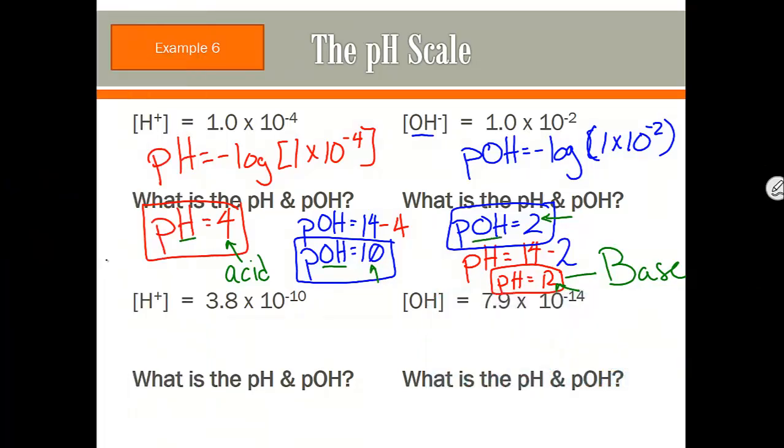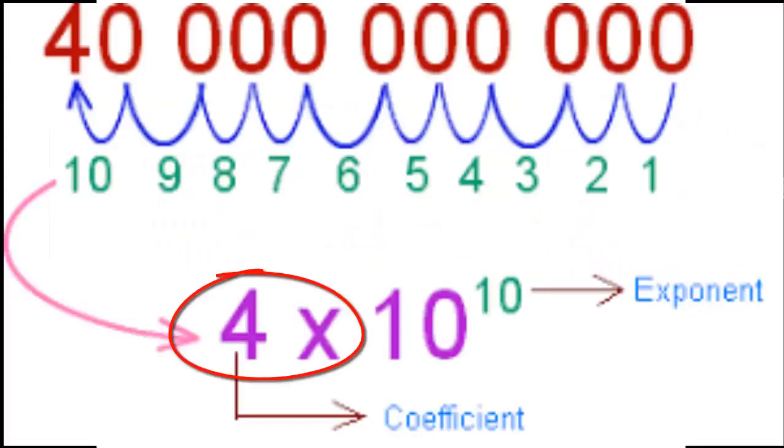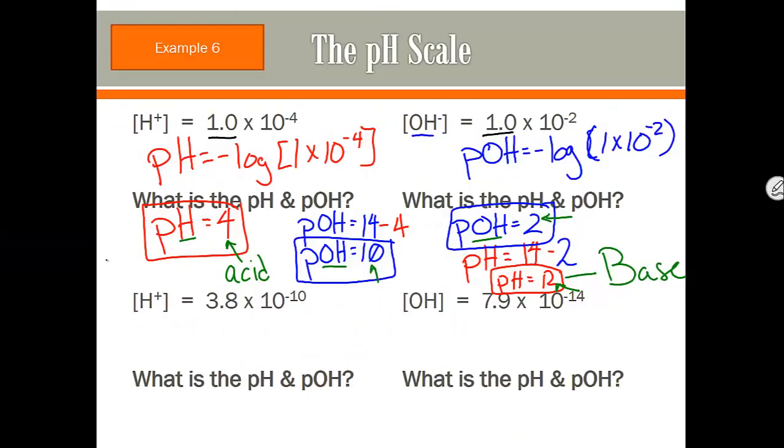There is a shortcut, especially if the coefficient of your concentration is 1. And that simply is that the negative exponent is the P something. So the pH would be the negative of negative 4.